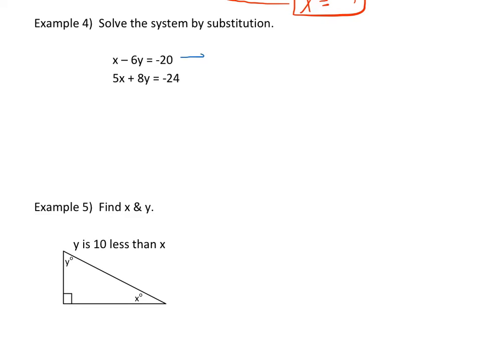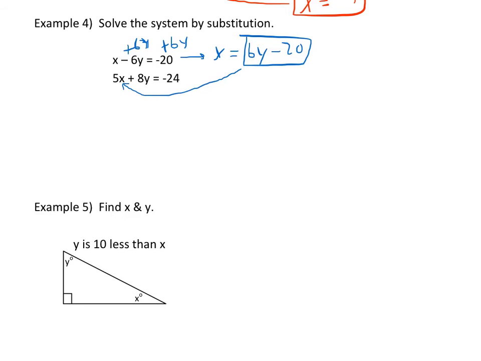We're going to take this equation and modify it. We're going to add 6y to both sides. And that will give us x equals 6y minus 20. Now in the past we've been solving for y, so it's okay to solve for x sometimes. We're just trying to be efficient here. But this is the value that we're going to substitute into the next equation for x.